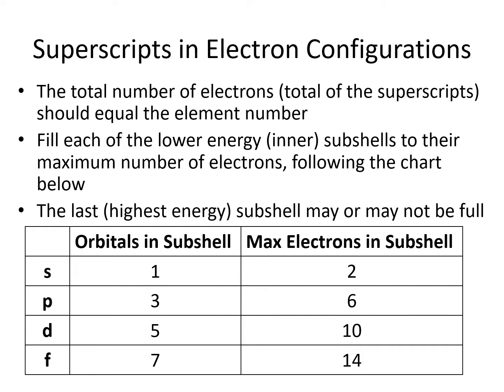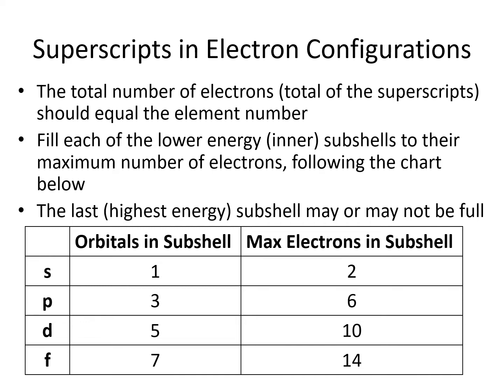The maximum capacity depends on the orbital type. S orbitals have one orientation, so there is one s orbital within an s subshell. Each orbital can hold a maximum of 2 electrons, so the maximum an s subshell can hold is 2 electrons. You would write a superscript of 2 on all of the lower energy s orbitals in your electron configuration.